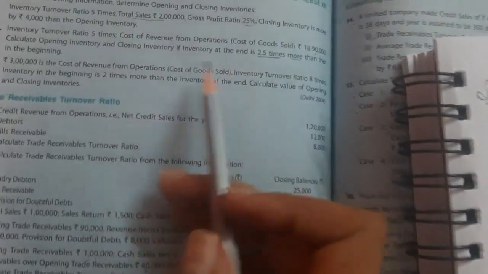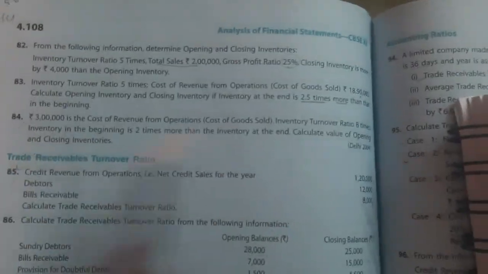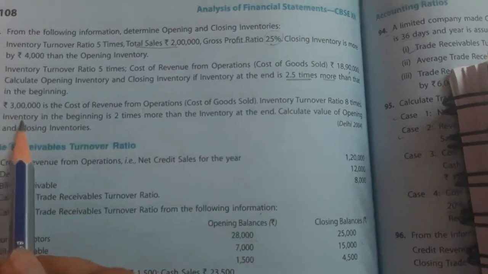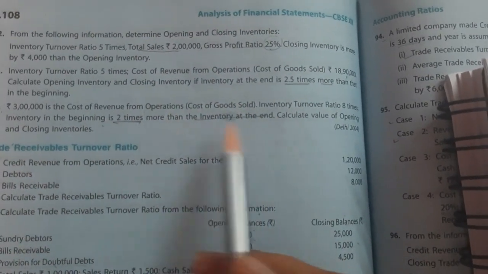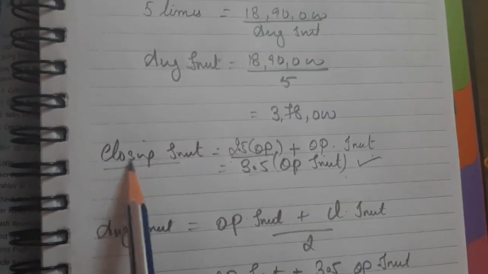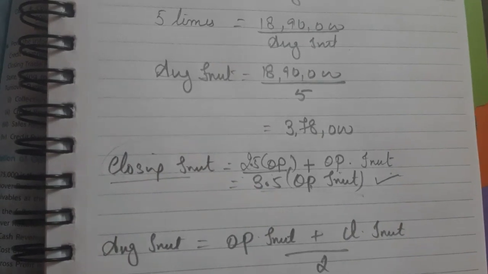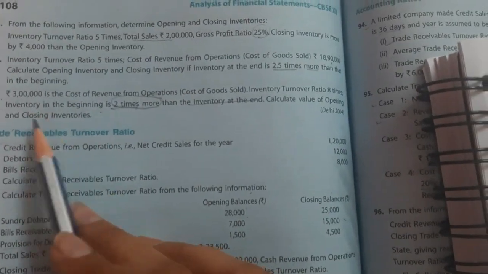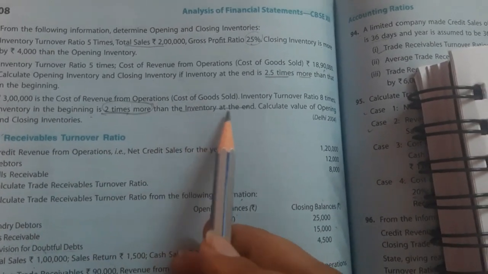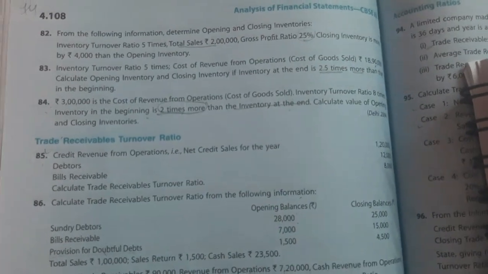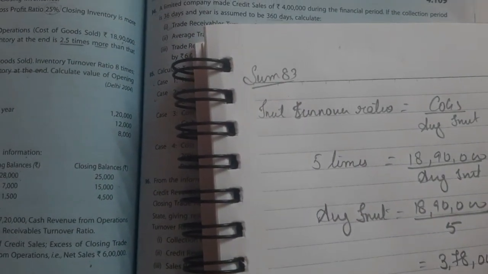Okay, similarly question number 84 is the same as this, just here the change is inventory in the beginning is 2 times more than the inventory at end, so 2 times more. So you have to use the same trick. This closing inventory will be replaced by opening inventory, because here it is saying that inventory in the beginning is 2 times more than the inventory at end. I hope you can solve this question number 84 because it is the same as question number 83.